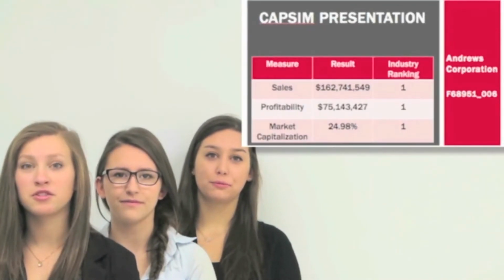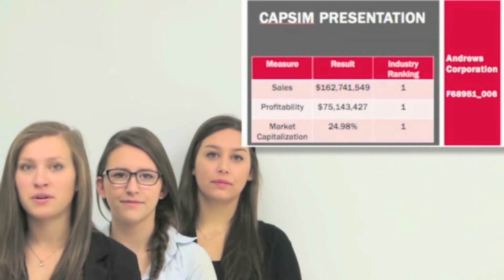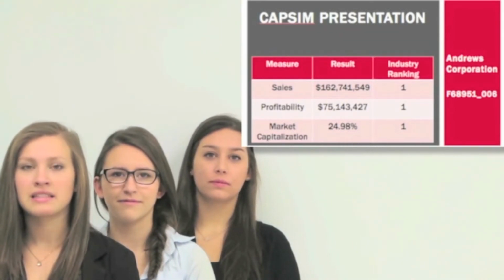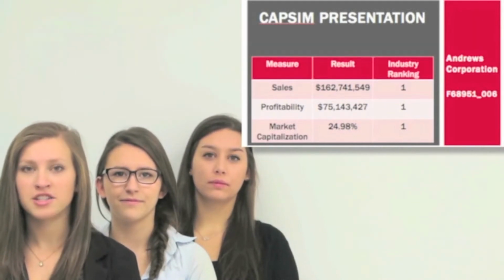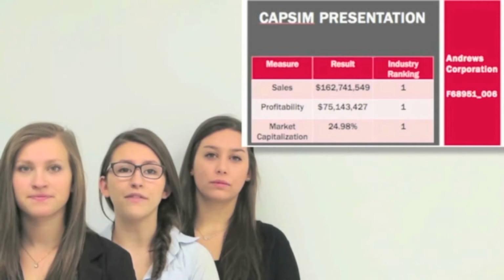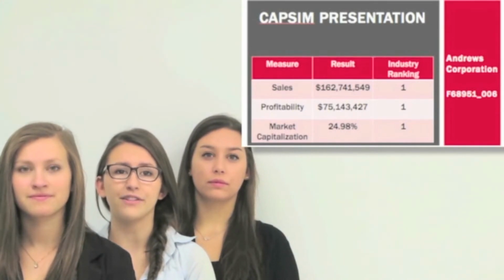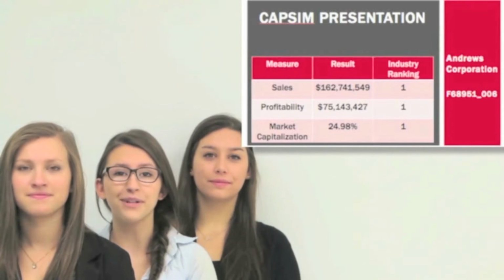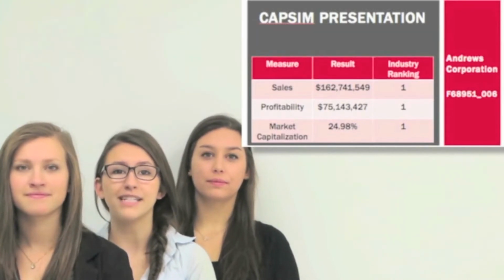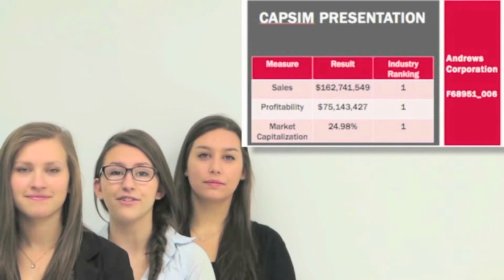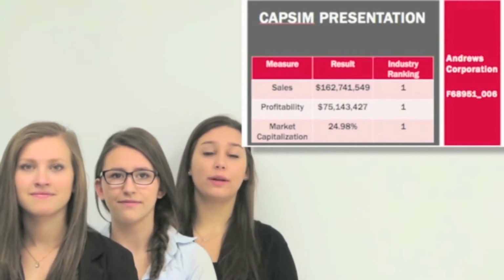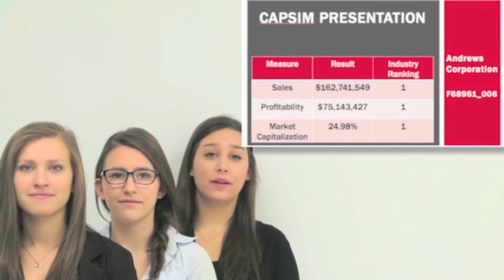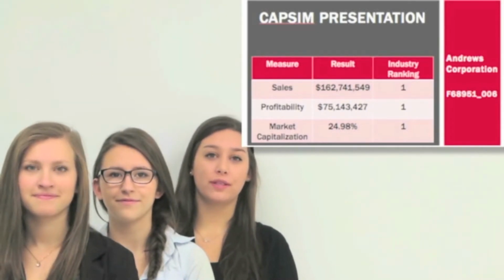The main statistics from our company are as follows. Our sales totaled $162,741,549, putting us in first place ahead of our second place competitors by $20,364,498. Our total profits were $75,143,427, which again put us in first place ahead of our competitors by $7,938,828. Our overall ranking for market capitalization was first place at 24.98%. This put us ahead of our second place competitor by 3.13%.